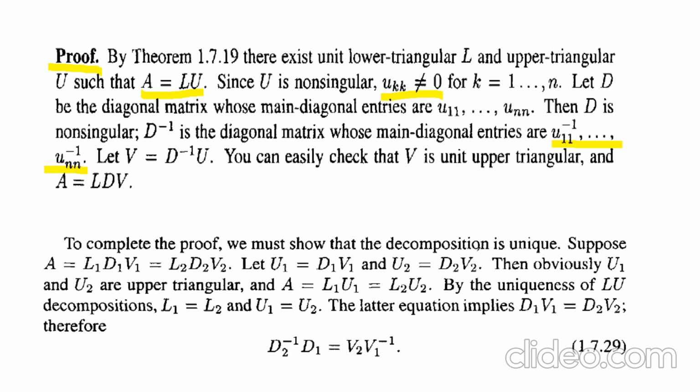Let V be equal to D inverse U. D inverse has the reciprocals of the diagonal entries of U, so D inverse U has the same values on the diagonal as U has diagonal entries, namely 1. You can easily check that V is a unit upper triangular matrix.